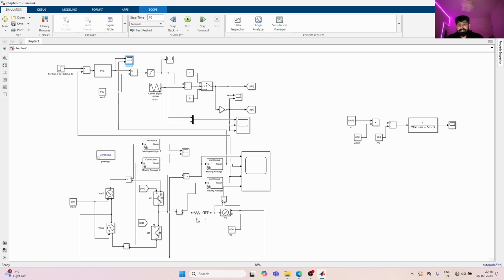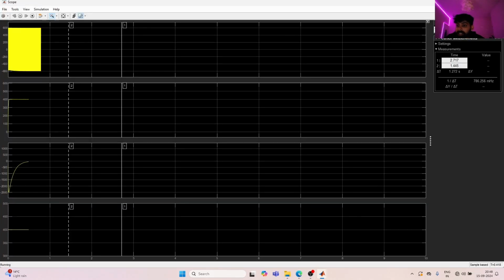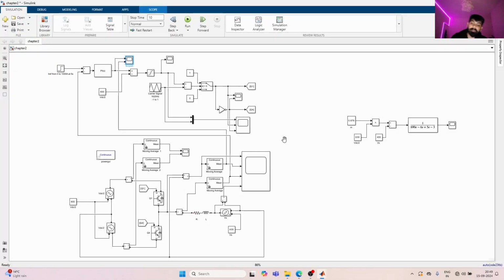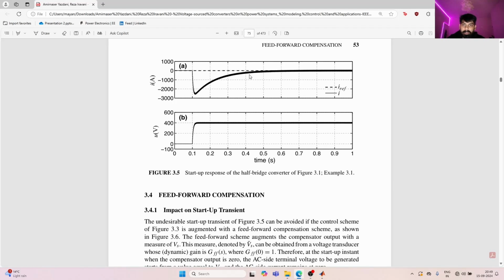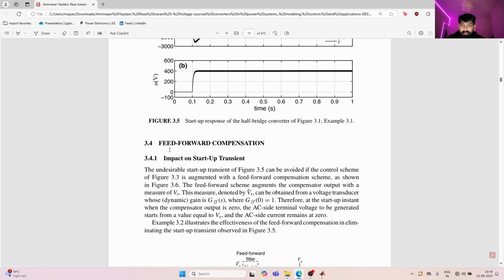So there is a huge voltage difference between the terminal, which starts from 0, and the source, which is at a higher voltage of 400 volts. That's why the current initially has a very high amplitude in the negative direction, 2.5 kiloamperes, and we don't really need this initial transient. So the mechanism we will use, as mentioned in the book as well, to avoid this is feed forward compensation.